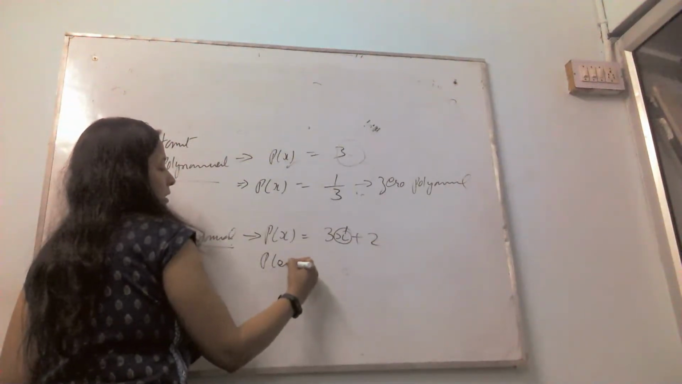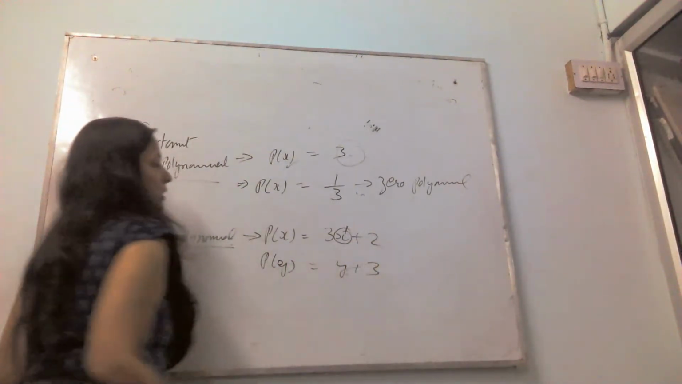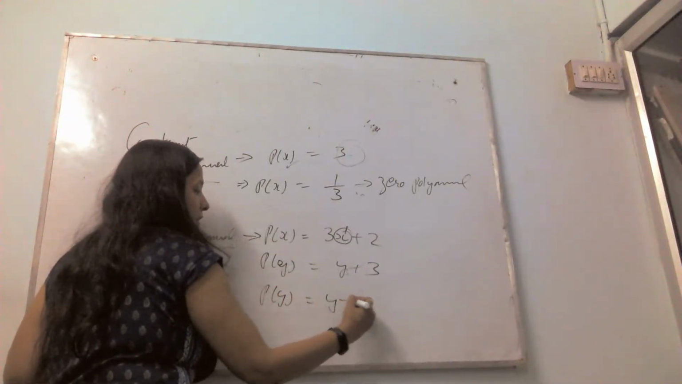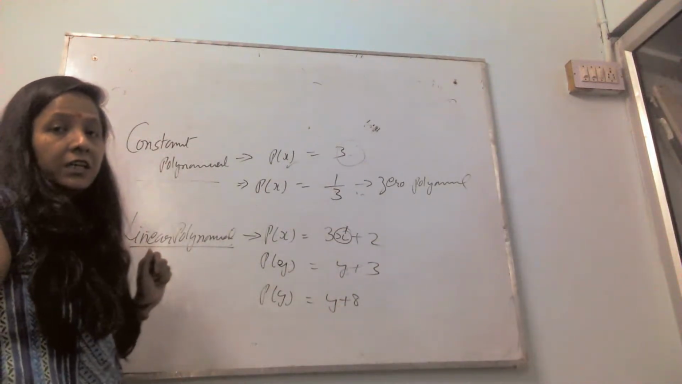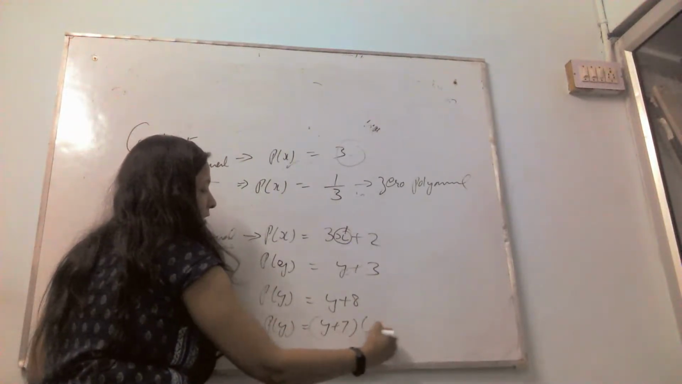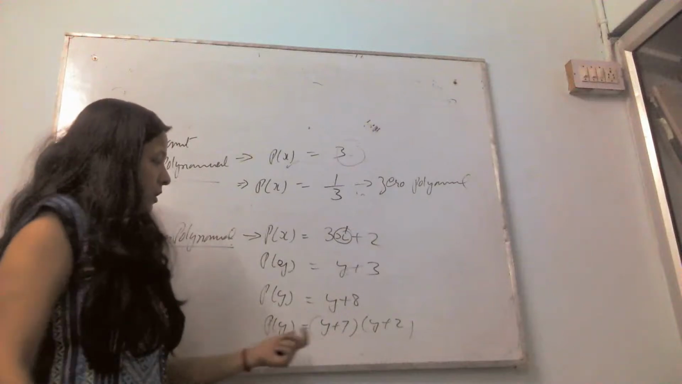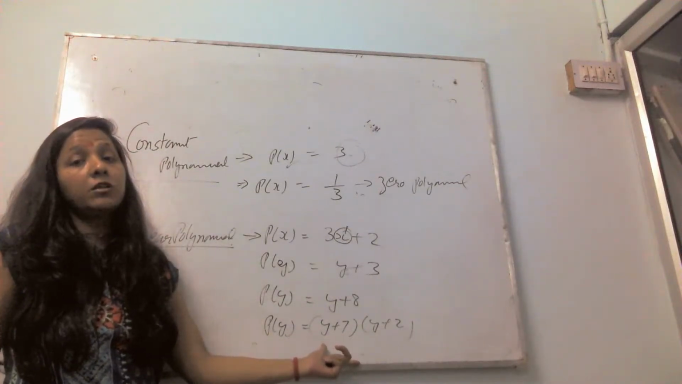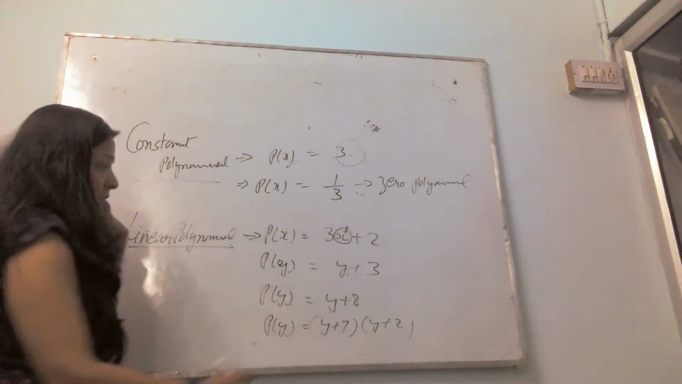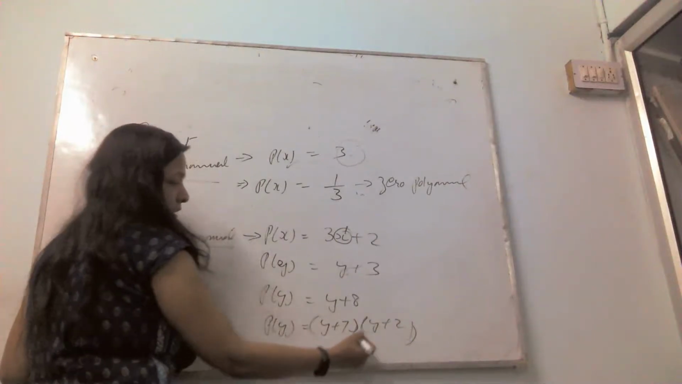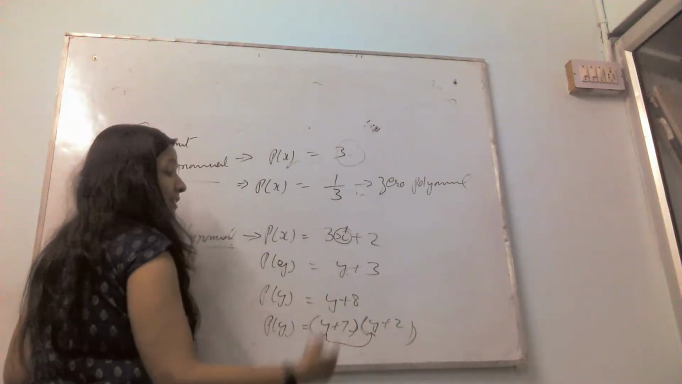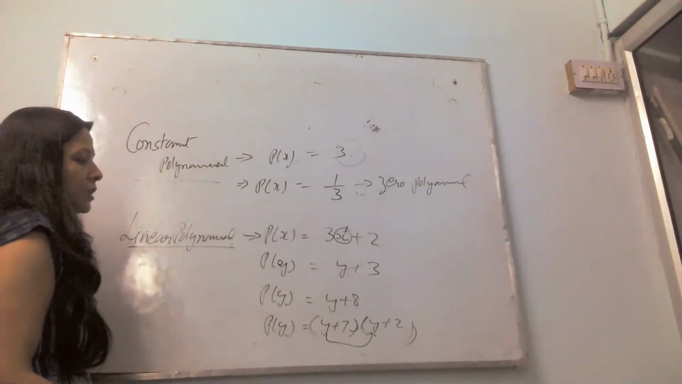For example, y plus 3. It is a linear polynomial. For example, y plus 8. It is a linear polynomial. But (y plus 7)(y plus 2) looks like a linear polynomial, but it is not. You have to first simplify it. Simplify means there are two brackets and no sign between them. You have to multiply and write it in standard form, and then you come to know whether it is a linear polynomial or not.